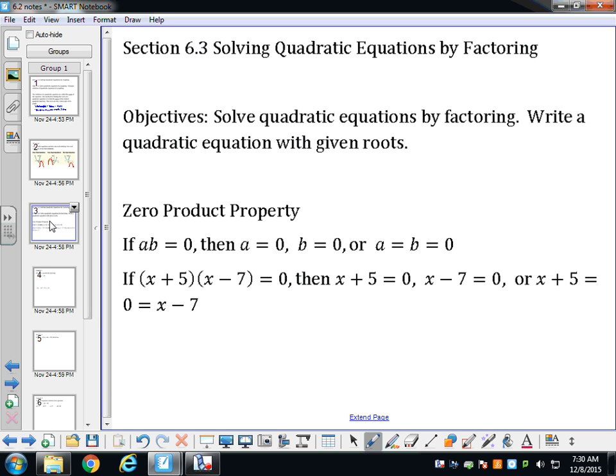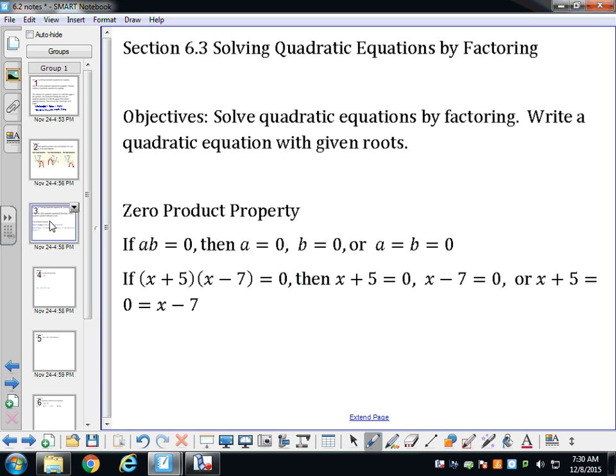Now, the zero product property, you already know this. It just might not have been as formally stated to you. Basically, what it says is if A times B equals 0, then either both A and B have to be 0 in order for that statement to be true, or just one of them has to be 0. If one of them is 0, I don't care about what anything else is, and the whole function is 0.